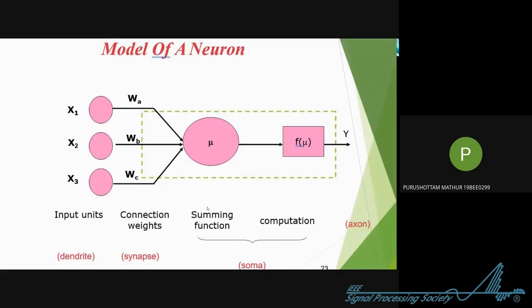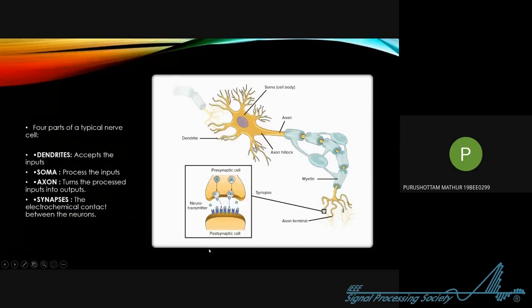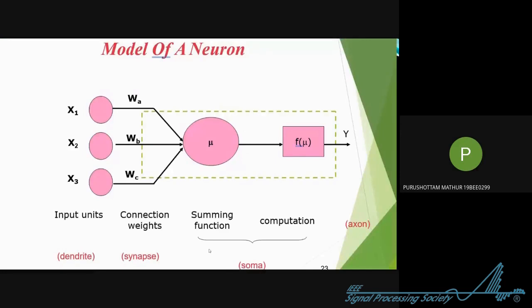As you can see, the similarities between the actual neuron and the artificial one: dendrites are the input units, synapses are the connection weights, then we sum up as a function, that is the transfer function, and then the computation, the activation function. If it activates, it fires; if it doesn't, it doesn't. The axon is the output unit.